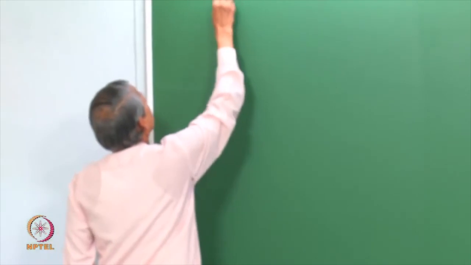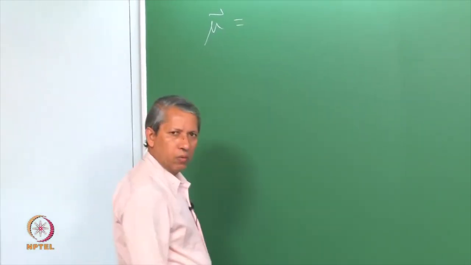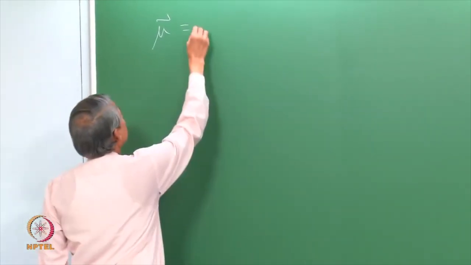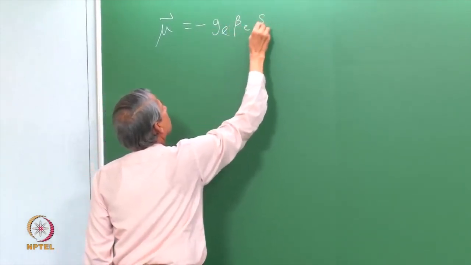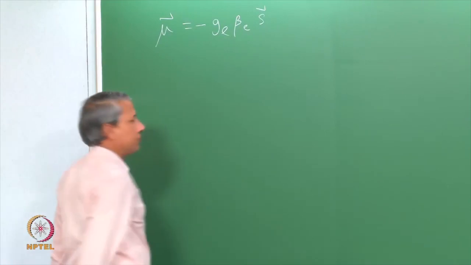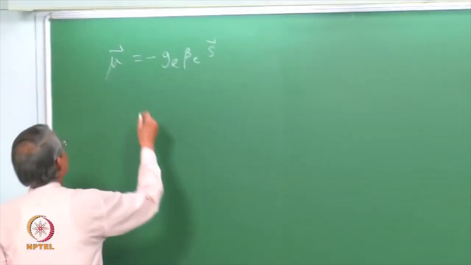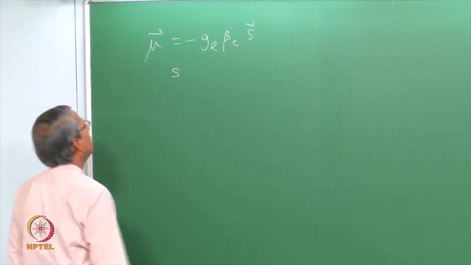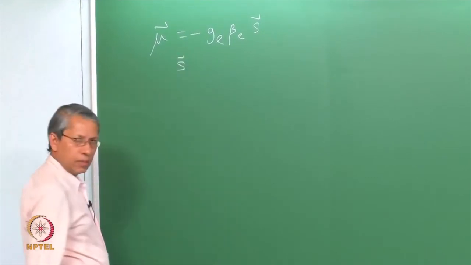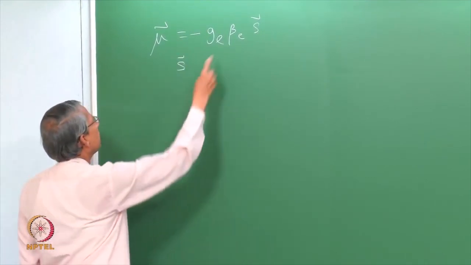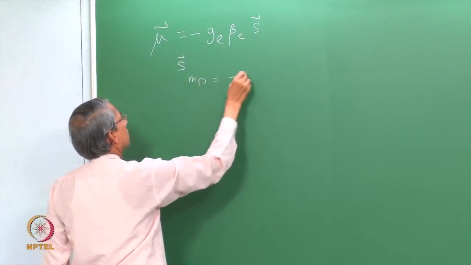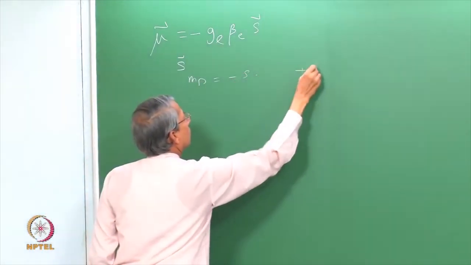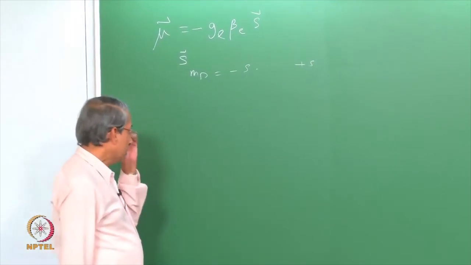We know that mu is the magnetic moment for an electron. This is given as minus g_e beta_e S, and so S can take various components in a magnetic field. So m_s values are given as minus S to plus S, changing in units of 1.